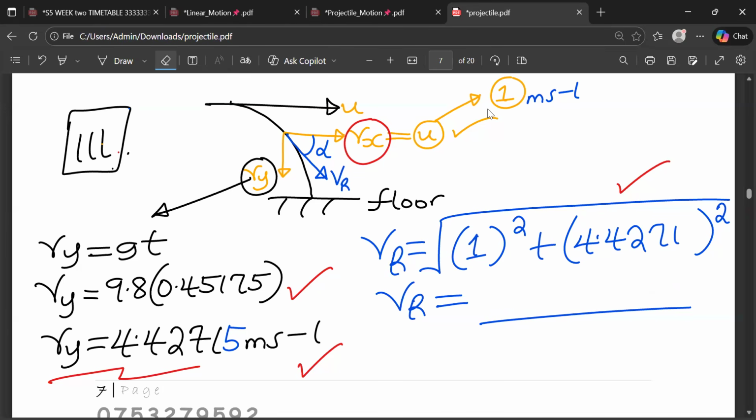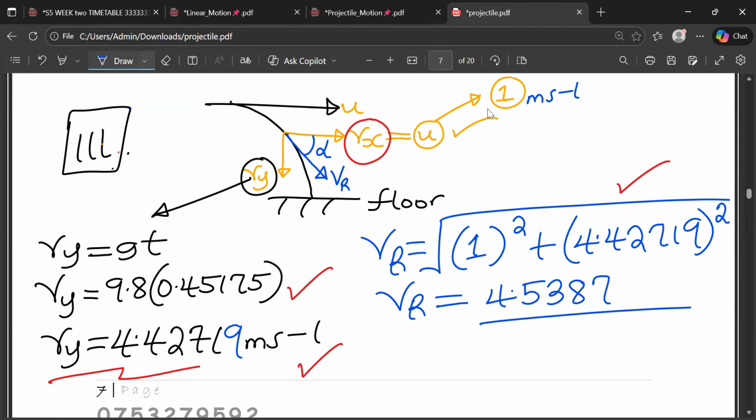Actually, this person is making me change my value for no good reason. This value 9 is okay. The 9 is okay. And this answer is 4 point... I've gotten the error, I beg your pardon. 4.387 meters per second. Yes. And then you get your mark.